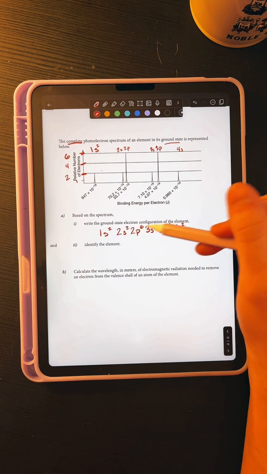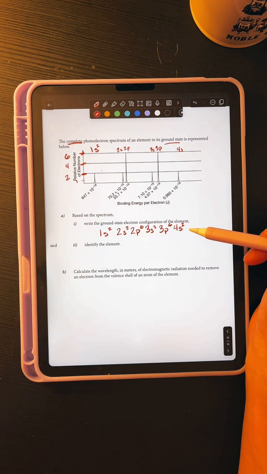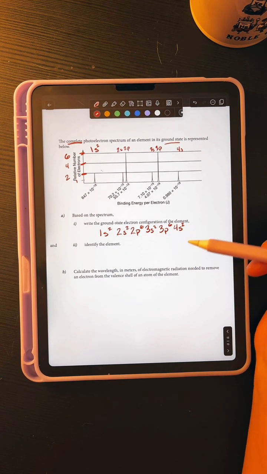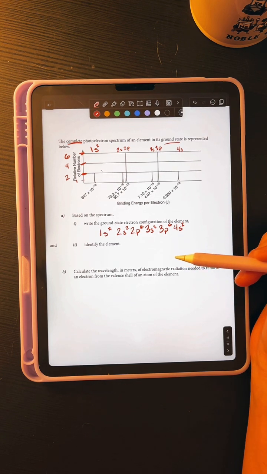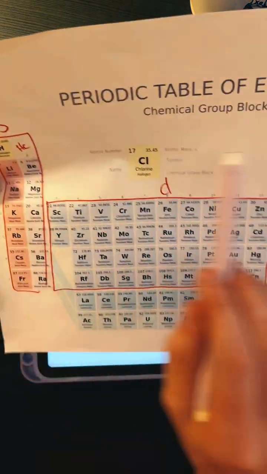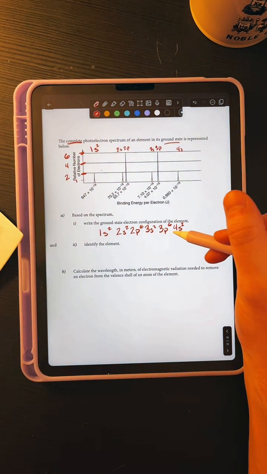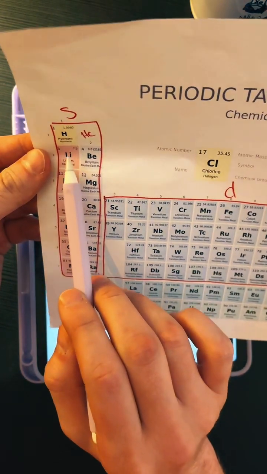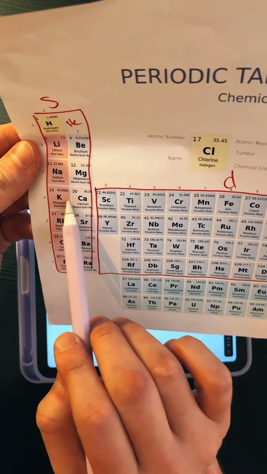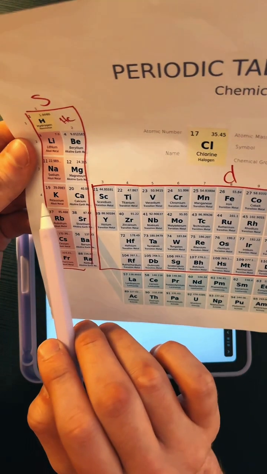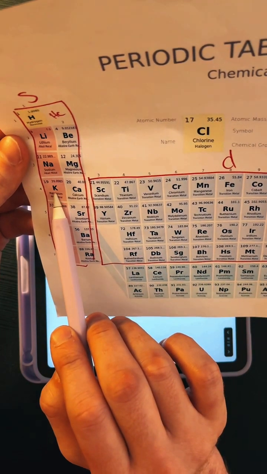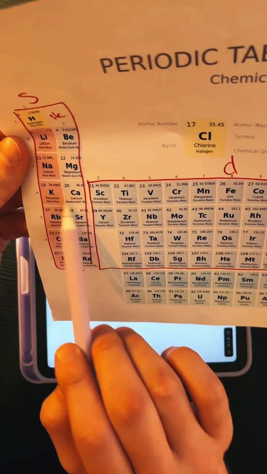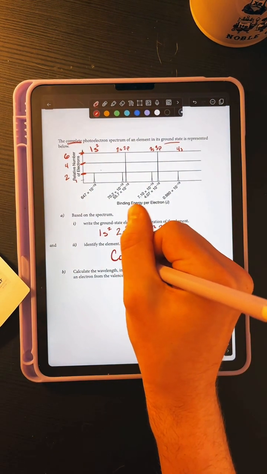So this is our ground state electron configuration of the element, and we can use this to identify the element. What you do is you just work your way all the way across. I also like to just look at the last little bit, because 4s2 means we're in the 4th row, so 1, 2, 3, 4. We're in the s block, so we're in the right spot. And then we completely fill that orbital, so we go over 2, 1, 2. This element is calcium.